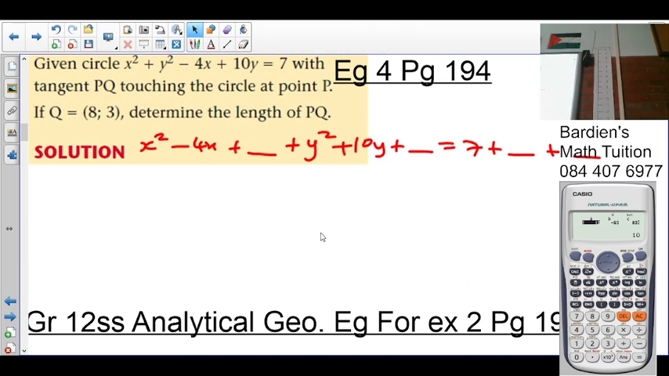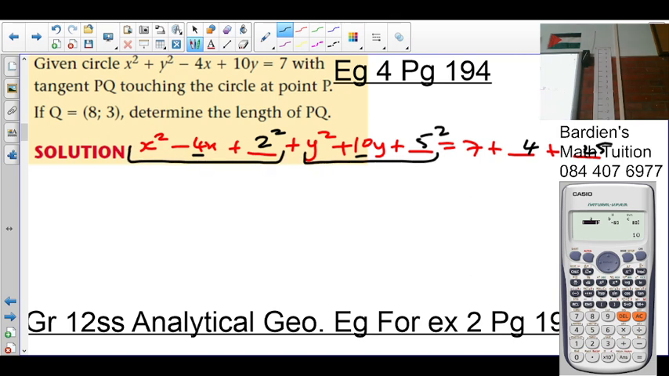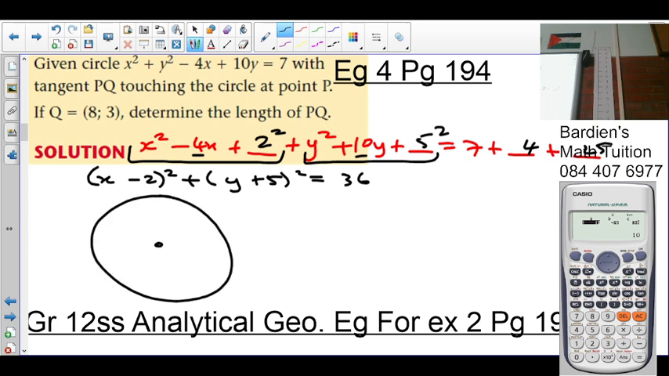What is the first number in question here? It's going to be b times half, which is 4 times half, which is 2, and 2 squared is 4. What is 10 times half? 5, and 5 squared is 25. So that is my perfect square trinomial. This can be written as (x minus 2) squared plus (y plus 5) squared is equal to 11 plus 25, which is 36. What are the coordinates of the center of the circle? 2 and negative 5. What's the radius of the circle? 6.